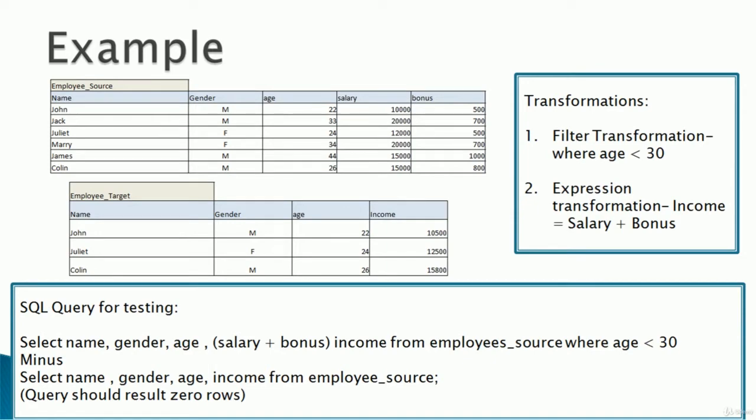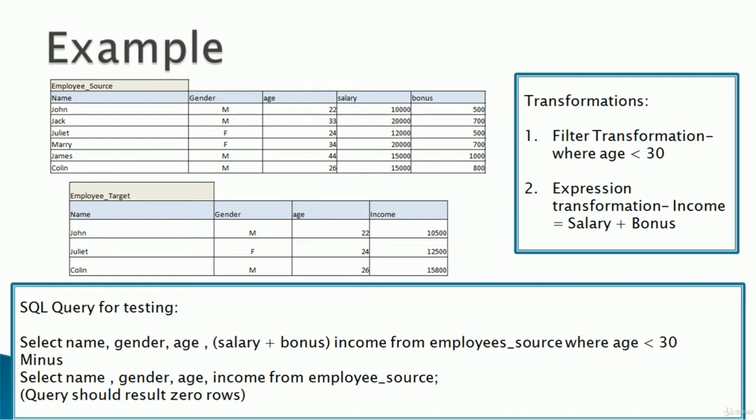We have a table with the name employee source. This is the source table. It has some columns like name, gender, age, salary and bonus. We have some transformations on this source table, and after the transformations, we are loading the data into the target table. The first transformation is the filter transformation, where age is less than 30. So all the records in the source table which have age less than 30 would be loaded to the employee target table.